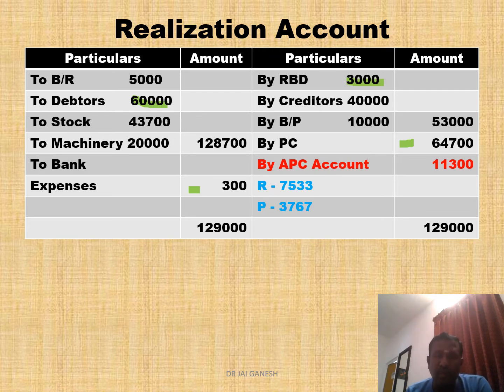So students, 1,28,700 is the total asset transferred from balance sheet. 53,000 is the total liability transferred from balance sheet. 64,700 is called purchase consideration. And then we have realization expenses 300. So we get a realization loss of 11,300. This loss should be shared among the partners in profit sharing ratio.